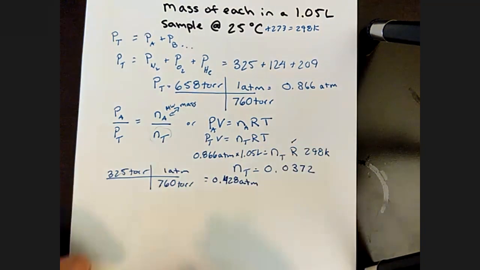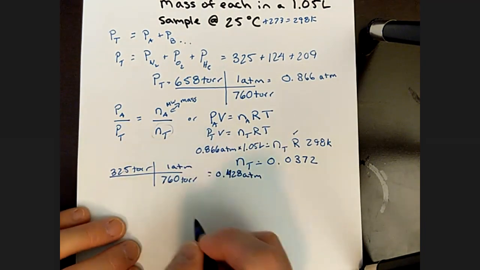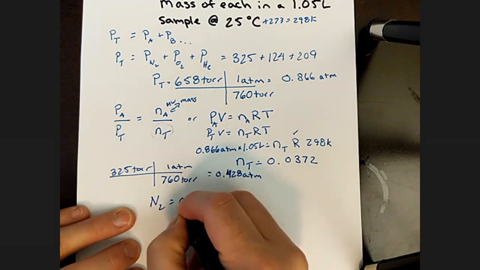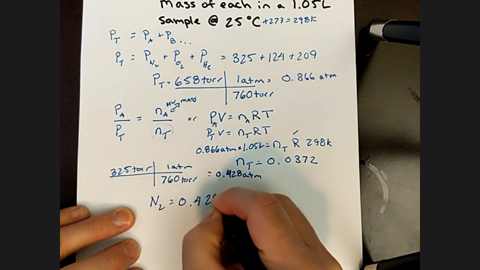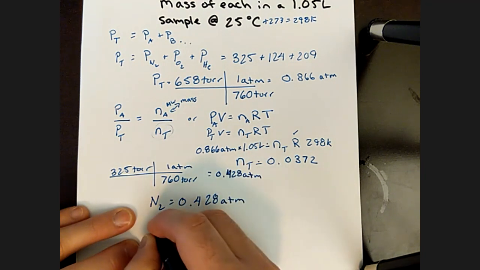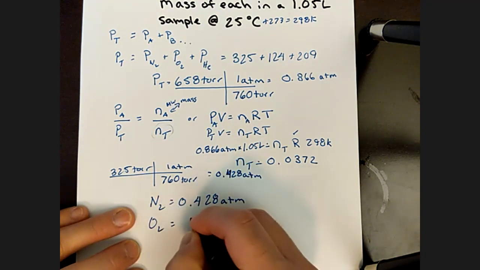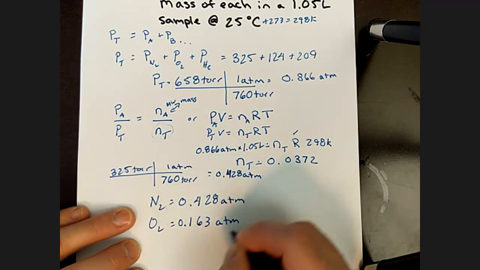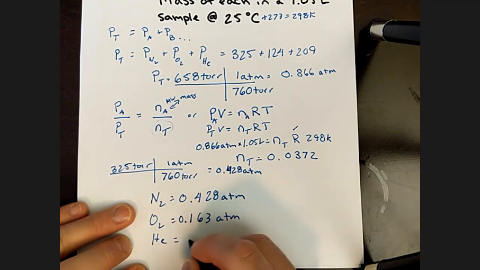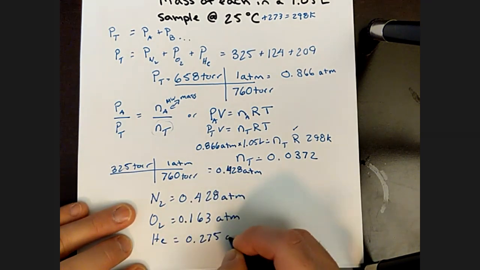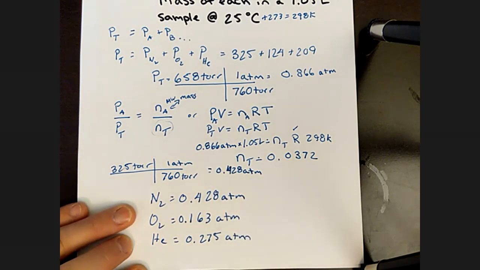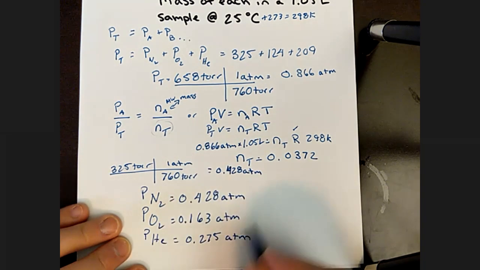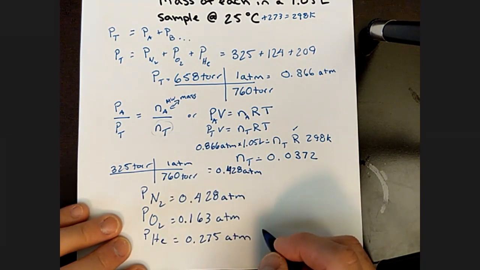Repeating the same process here, I have nitrogen is 0.428, oxygen is 0.163 ATM, and the helium is 0.275 ATM. So these are the partial pressures of each one of those converted to just ATM.